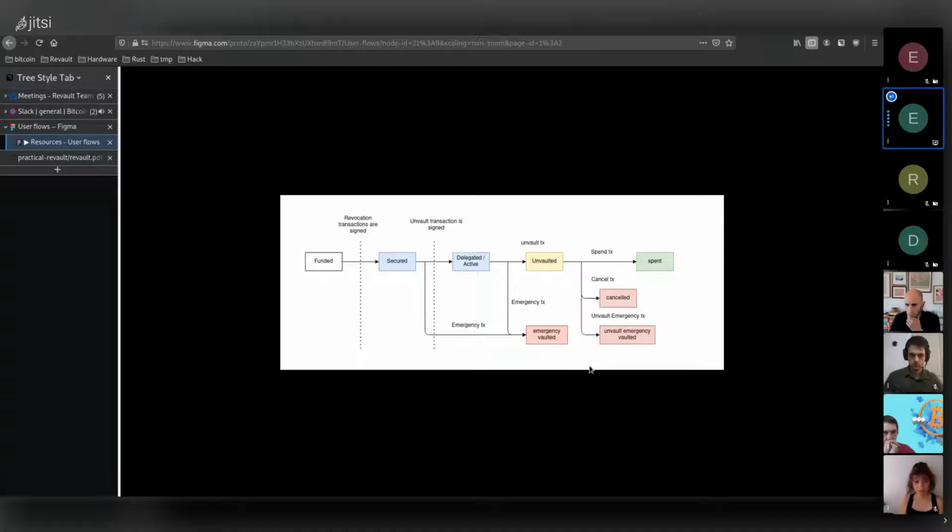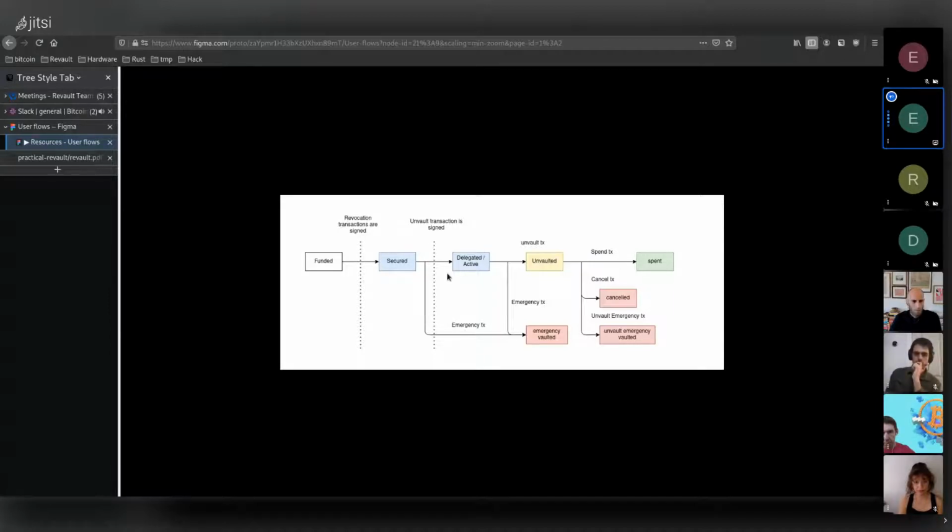So the vocabulary for a vault: we have the status funded. Funded is when a vault, a UTXO, can be spent by the stakeholders, like it's in the multisig UTXO as a scriptPubKey in the multisig. A vault is secured when the revocation transactions are signed. And a vault becomes active when the unvault transaction is signed and shared with every manager. So every manager, when they have the unvault transaction, can unlock the funds.